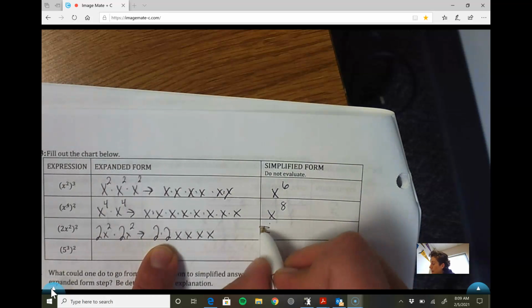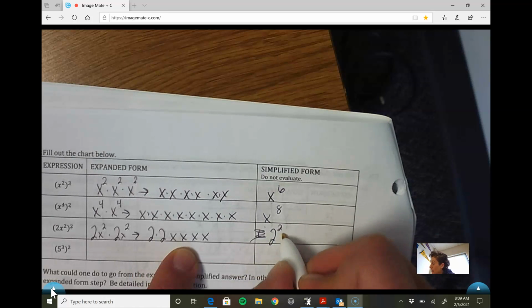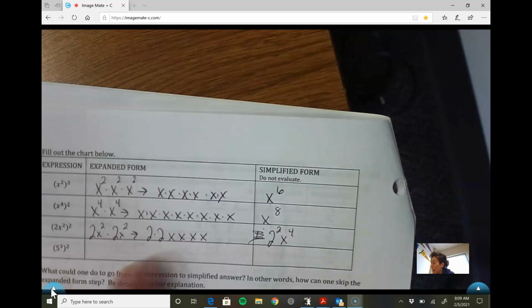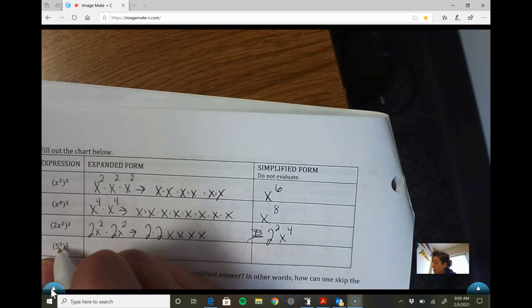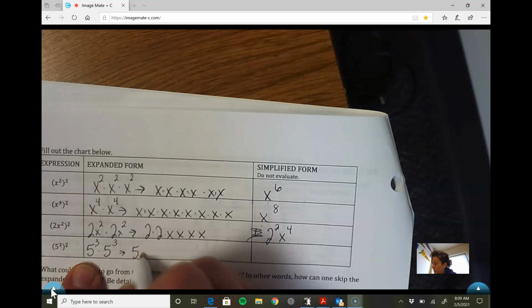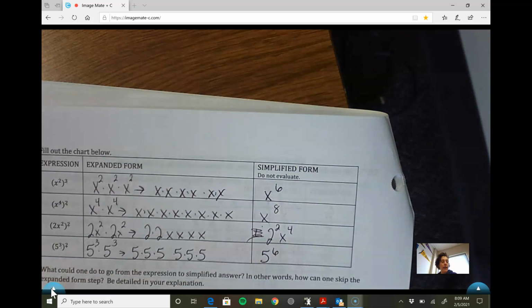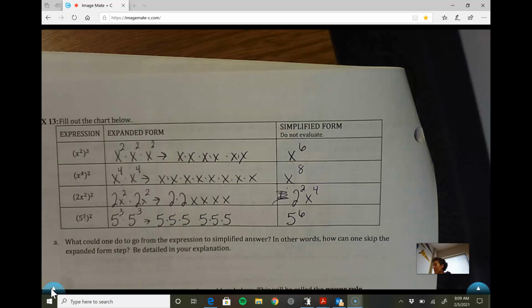Well, actually, let's not. It says do not evaluate. So we have 2 2's and 4 x's. And the last one, this means I have 2 of these. So here's 1, here's 2, which is just 3 5's, 3 more 5's. So when I'm done, I have 6 5's. And I realize I wrote really fast, but I'm trying to beat the bell.